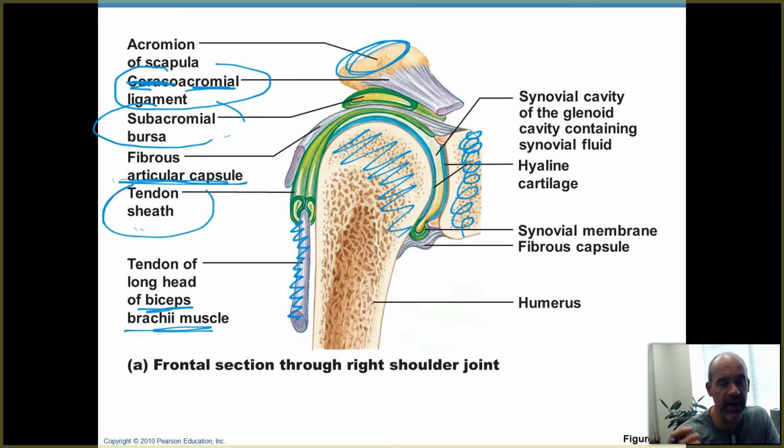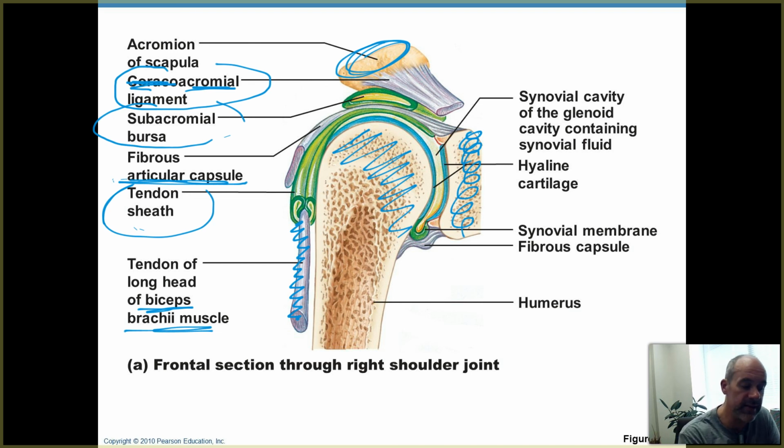So a tendon sheath is like an extended bursa that wraps itself around a tendon to help provide some cushioning between that tendon and the bone that it is next to, or between that tendon and another tendon or another ligament, where you have lots of tendons and ligaments and joint capsules and bones all coming together and things are crowded. You need some additional cushioning.